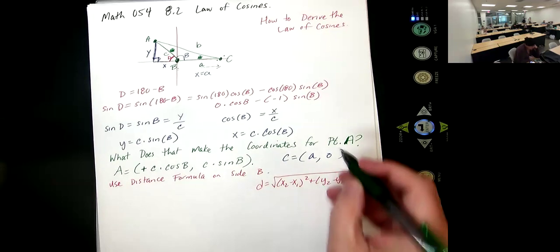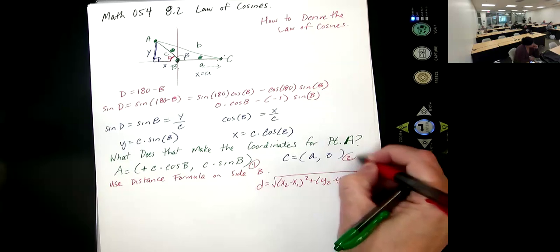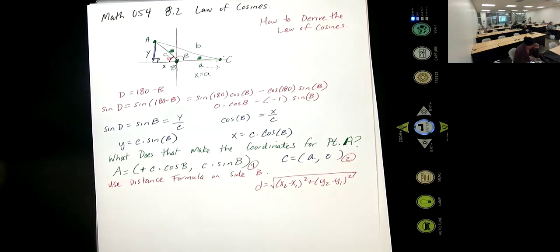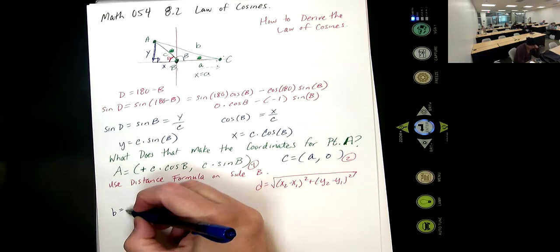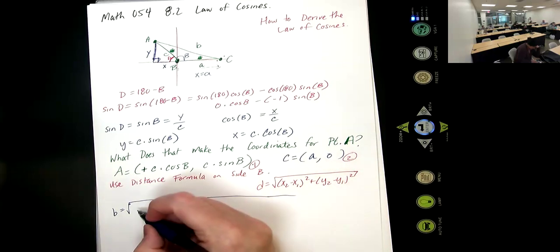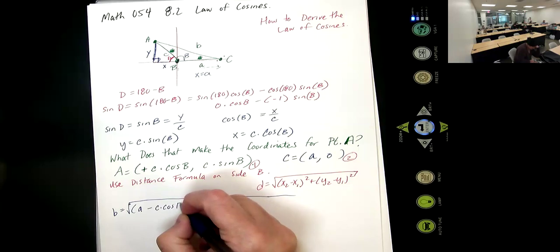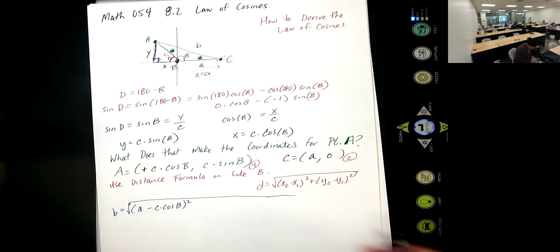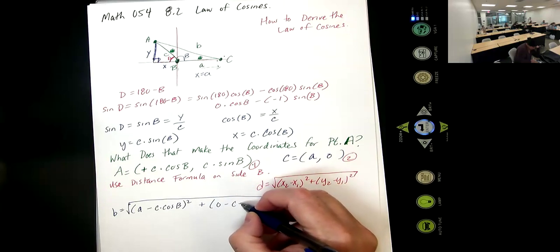So if I call this point 1 and this point 2, D, which is side B, my distance is side B. It is the square root of, we've got A minus C cosine B squared, plus 0 minus C sine B squared.